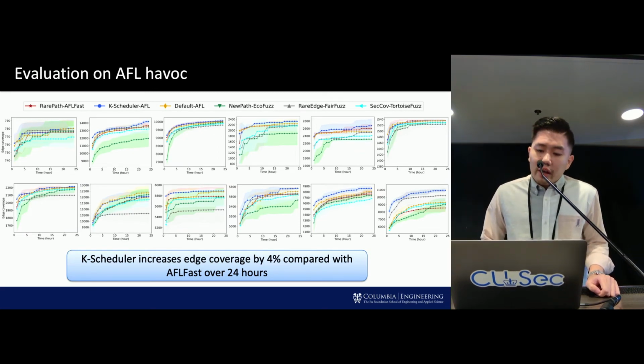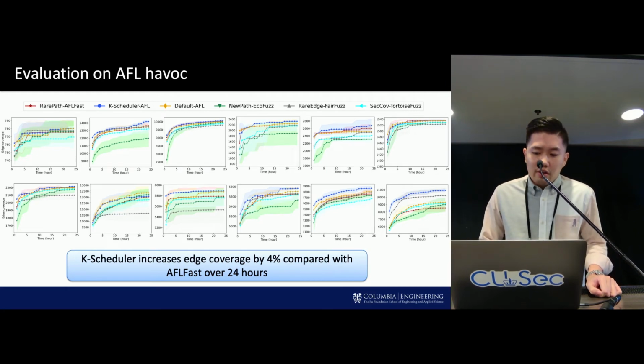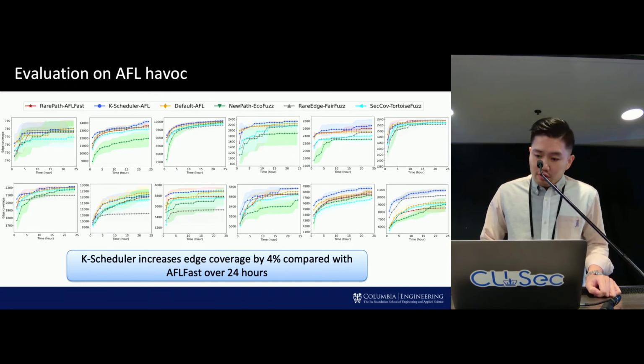We also evaluate in AFL havoc mode. We evaluate the case scheduler against 5 state-of-the-art seed schedulers on the same 12 programs from Google FuzzBench. The result shows that the case scheduler increased edge coverage by 4% compared with the best seed scheduler in AFL Fuzz.